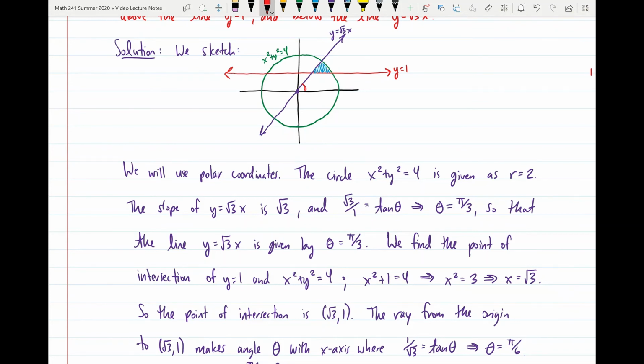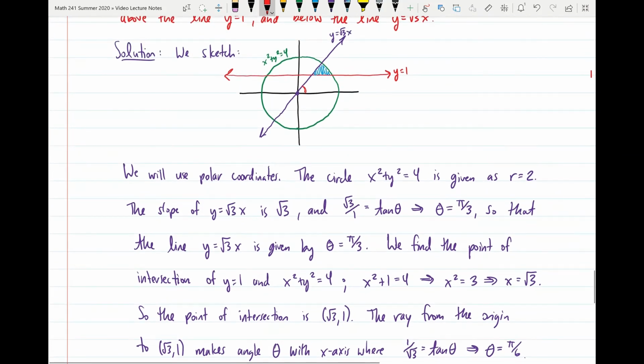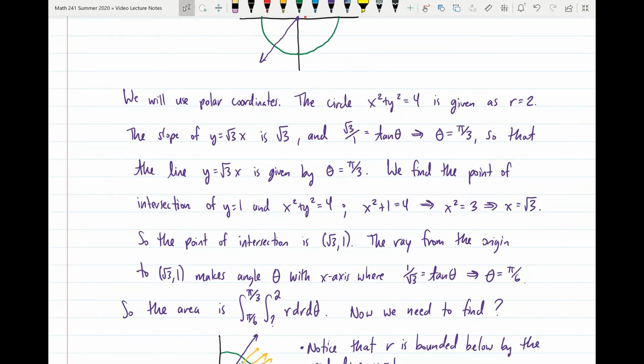So it would be this theta right here for y equals the square root of 3 times x, for example. Okay, so the slope of y equals the square root of 3 times x is the square root of 3. And the square root of 3 divided by 1 is equal to the tangent of theta, where theta is this angle here between our line and the x-axis. And that means that theta has to equal pi over 3, since the inverse tangent of the square root of 3 is equal to pi over 3. So the line y equals the square root of 3 times x is given by theta is equal to pi over 3 in polar coordinates.